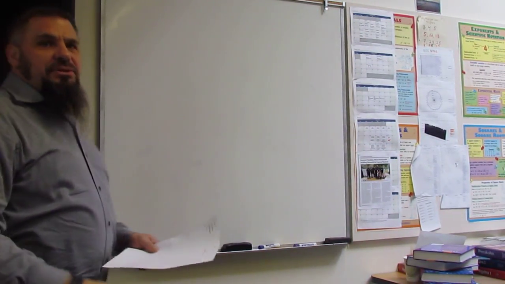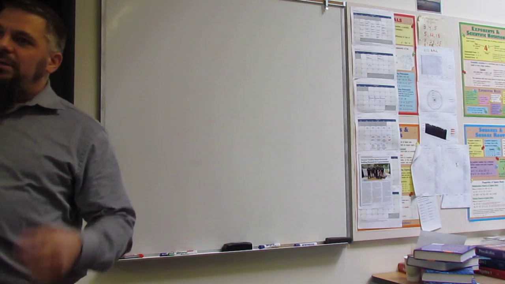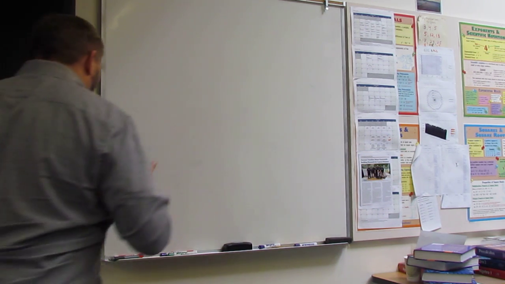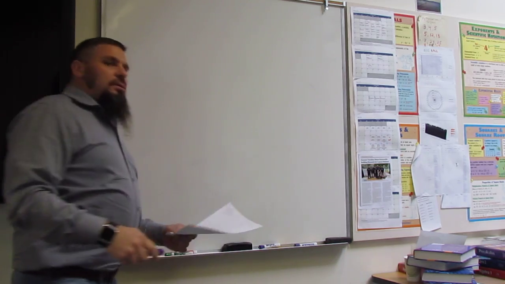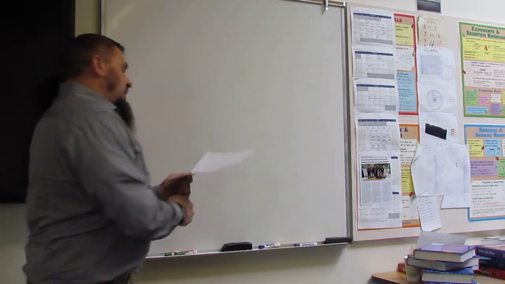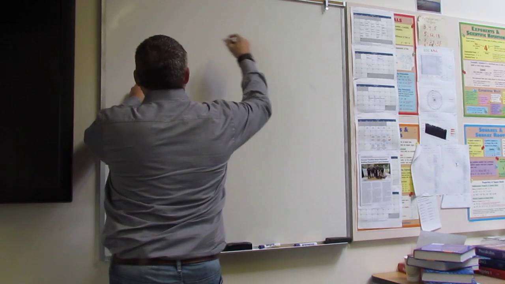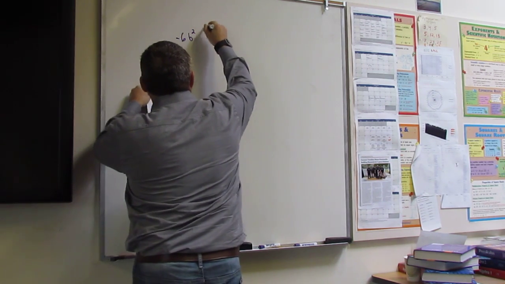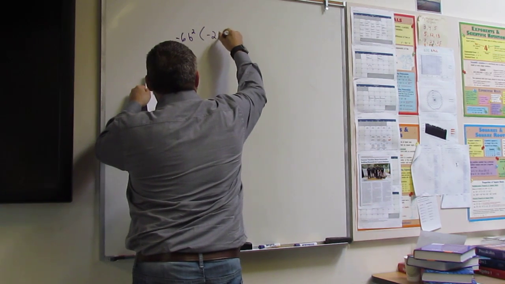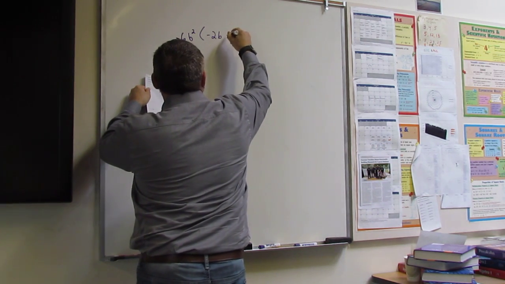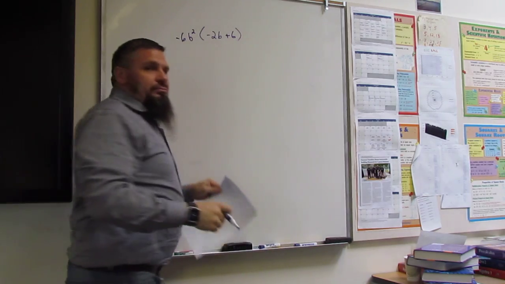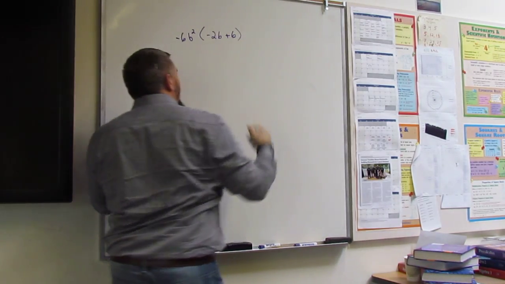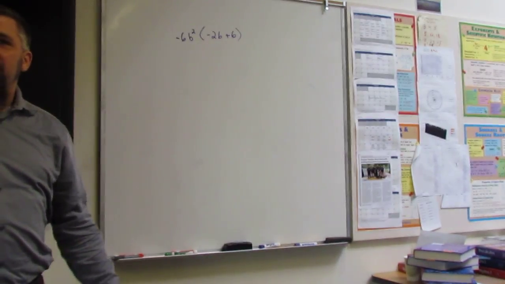3.1, Algebra 2 through 3.3, test cheat sheet. Just to give you an example of some of the things that will be on there: negative 6b squared times negative 2b plus 6. Okay? This is one thing that will be on there.